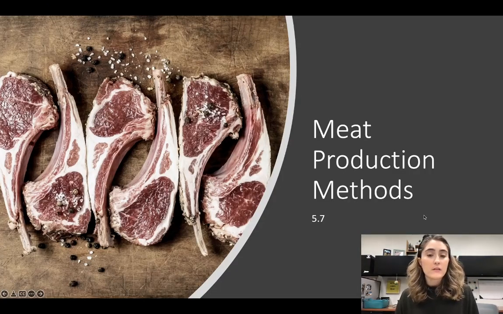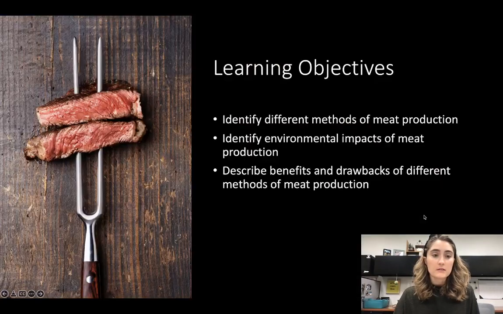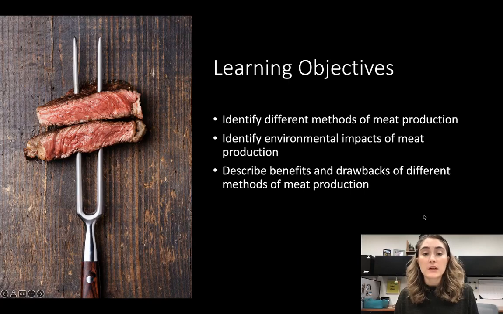Hey, welcome back. We are on 5.7 Meat Production Methods. Our learning objectives for today are to identify different methods of meat production, identify environmental impacts of meat production, and describe benefits and drawbacks of different methods of meat production.